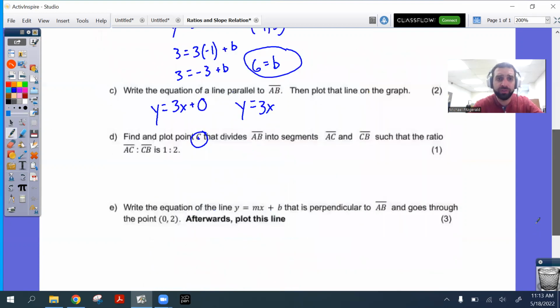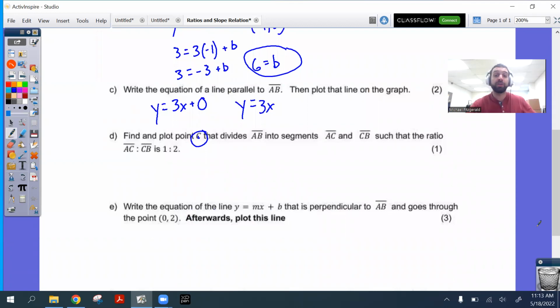So I need to find the point C. It'll divide AB into 2 sections. If we have AB, then I want point C to divide that such that the ratio of AC to CB is 1 to 2. That means this CB segment is going to be twice as long as this AC segment. So I have to find a point that divides this in that kind of way.